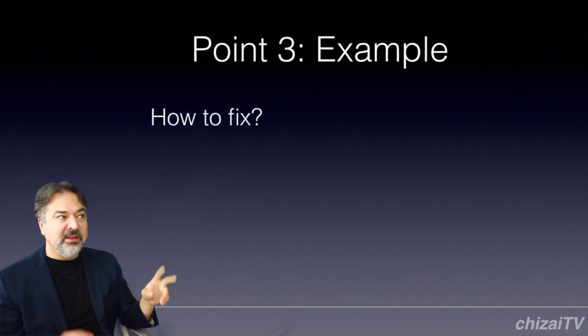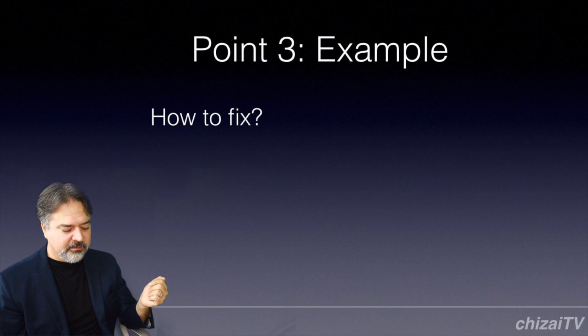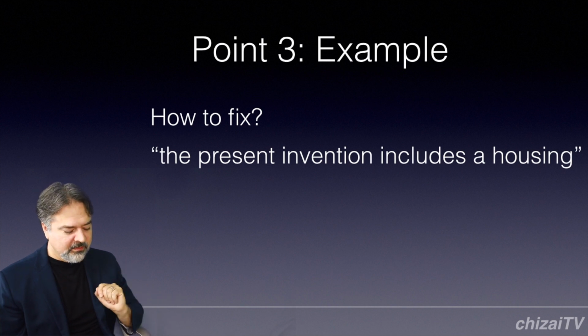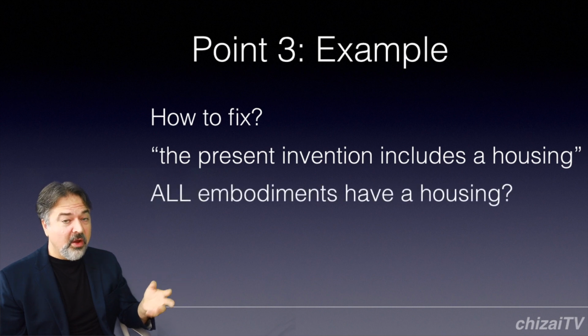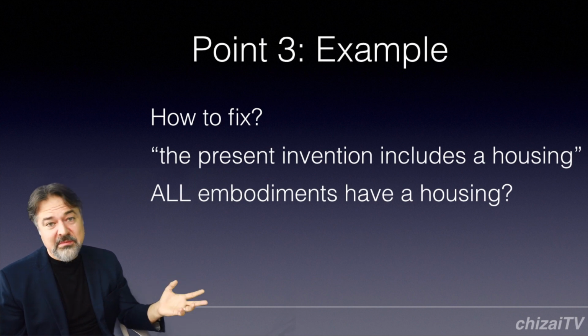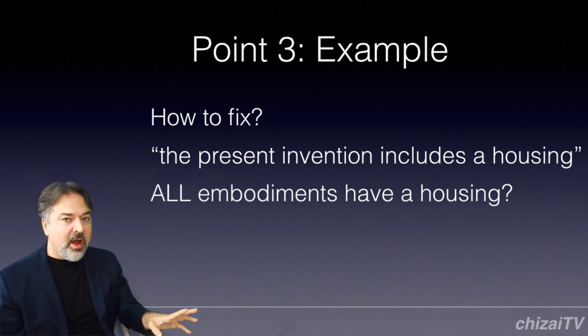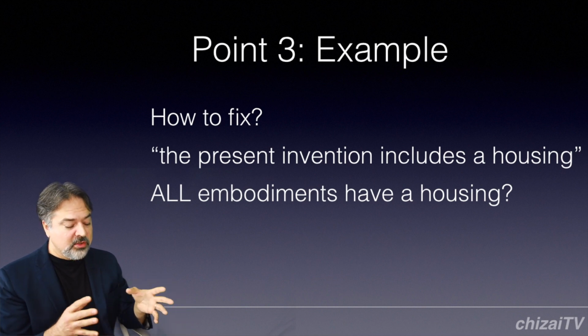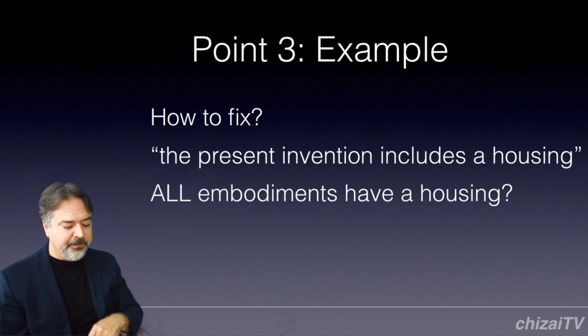So how can we kind of fix or improve this English for the US practice? So let's imagine the translation is the present invention includes a housing. So does that mean all embodiments have a housing? Does that mean all of them do? Well, maybe not. It depends. And it's a complicated issue. And that's why we want to have clear language in the translation so we can avoid this kind of ambiguity, this kind of difficulty. So here's a suggestion.